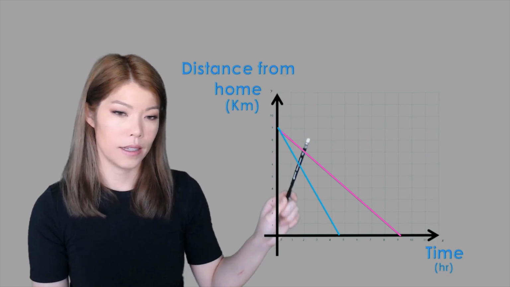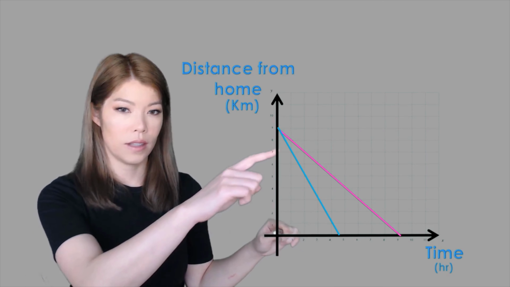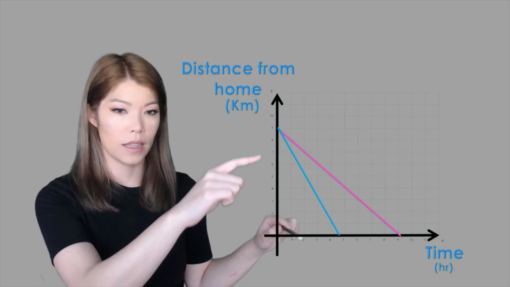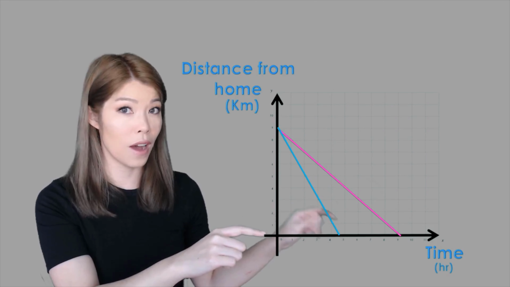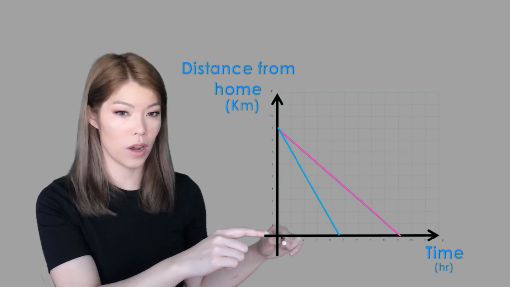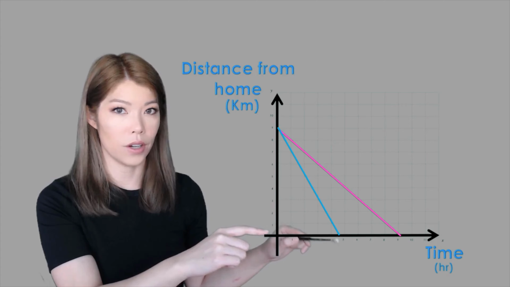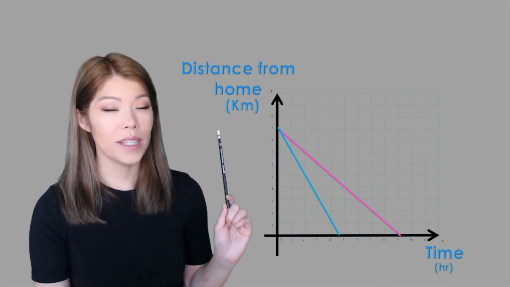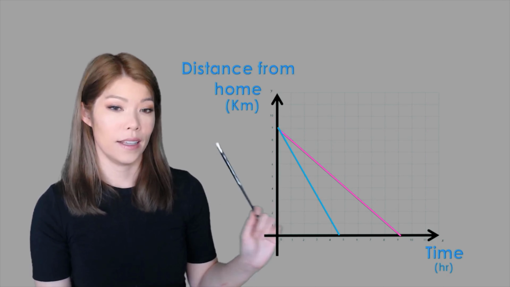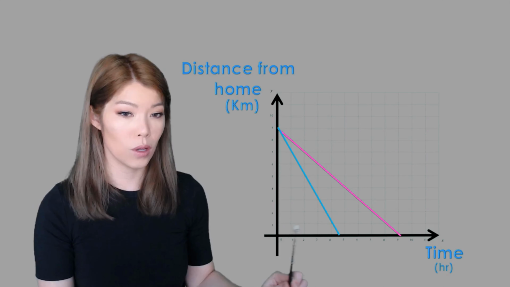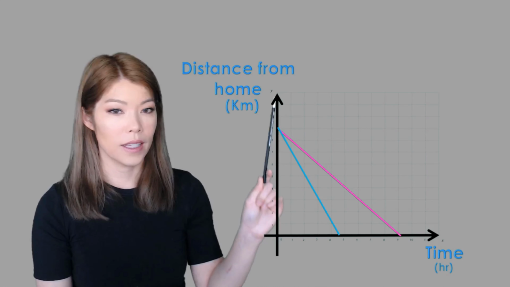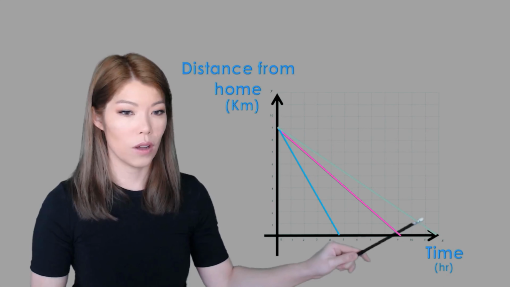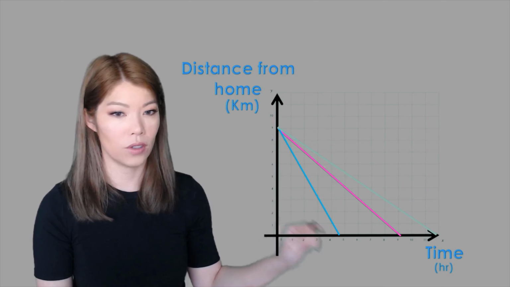What about this blue line here? It starts exactly the same distance as the pink one, but it gets home much faster than the pink one. It only traveled for this amount of time and it got home. So the blue one is faster than the pink. So what would something slower look like? Something slower means it has to take more time. So if we start at the same position, it would look like that. That one took a lot longer to get home. So that one is slower.